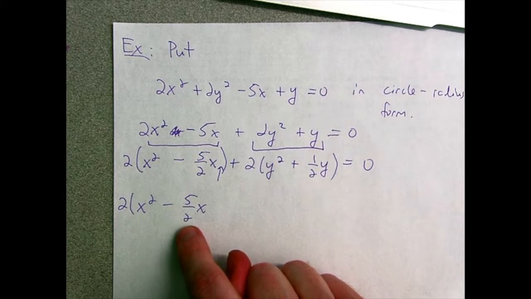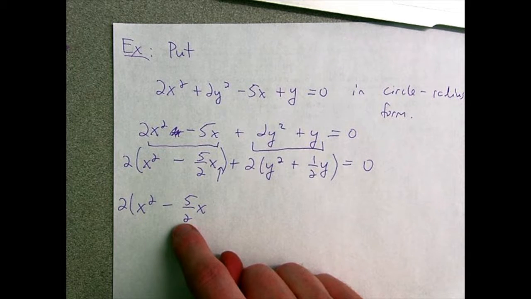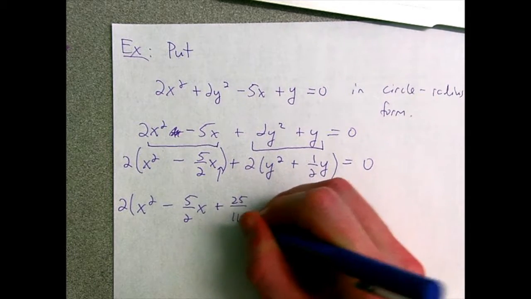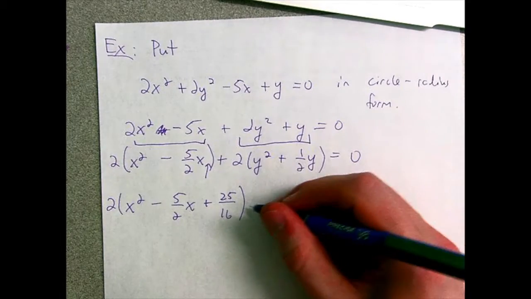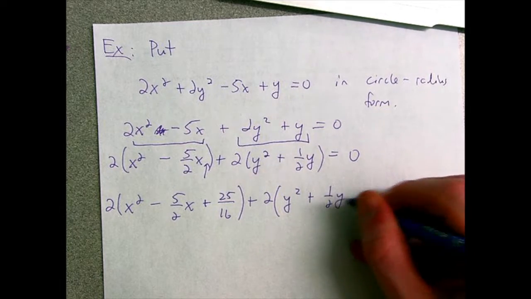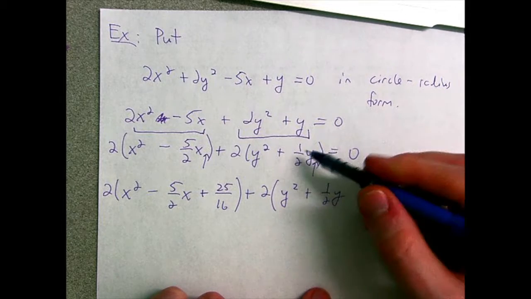Okay, so now that the squared terms have a 1 in front of them, this is like 1x squared, this is like 1y squared, we can complete the square. So we have to add a strange number right here, right? And what is that strange number? You take the x coefficient, you cut it in half, and then you square it. So the x coefficient is negative 5/2. Cut that in half, you get negative 5/4. Square that, you get 25/16.